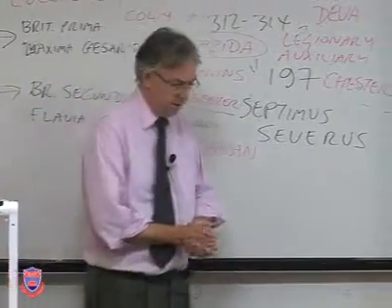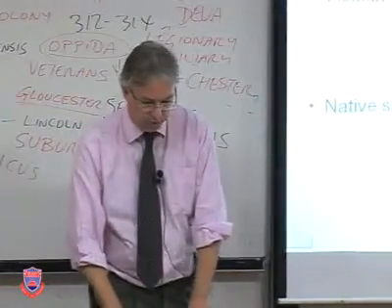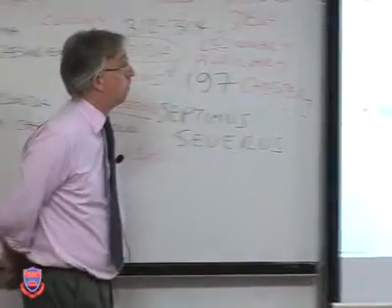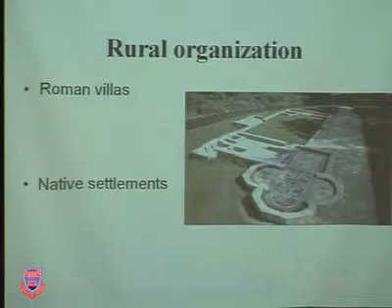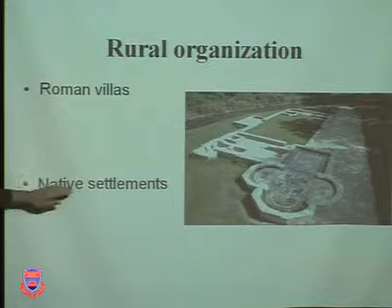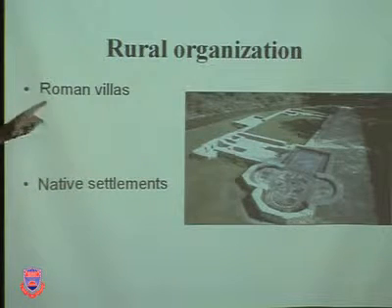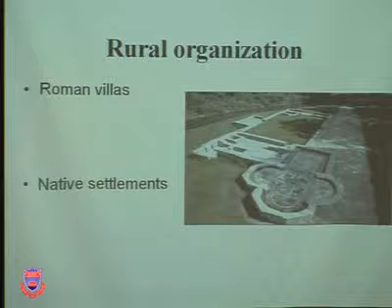Let's look at a different aspect of life, which is rural organization. This is a very simplistic way of looking at things, but here we can break things down into two types: what we call villas and what we call native settlements. Roman villas, that by definition tells us a little bit about what we think of these things, and the native settlements elsewhere.